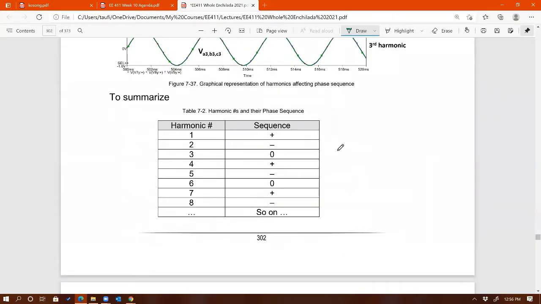If I continue calculating the sequence, I did the first 3: harmonic number 1, number 2, number 3. Number 1 is positive, number 2 is negative, number 3 is 0. And if I do H equal to 4, it goes back to positive again. Number 5, negative again. Number 6, 0 again. So you can see that multiples of 3 are what we call triplen harmonics.